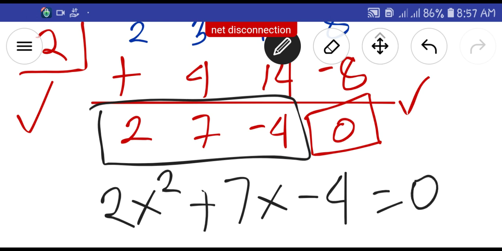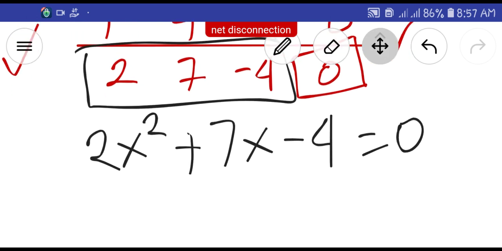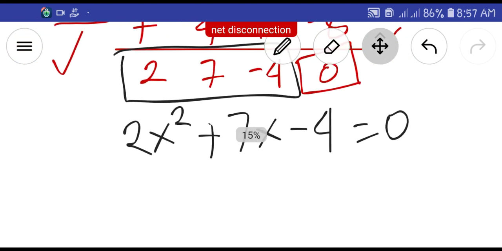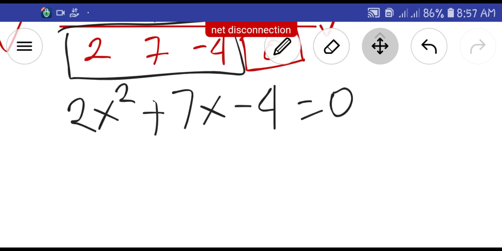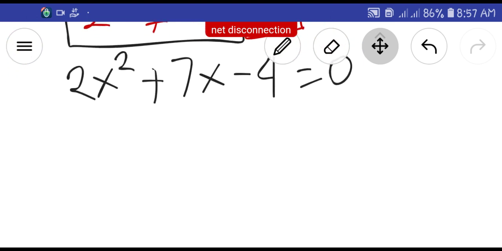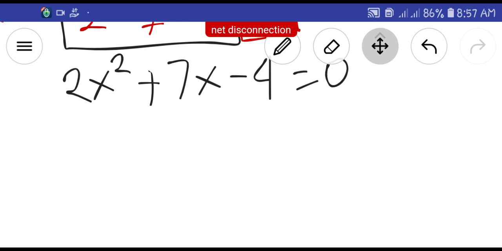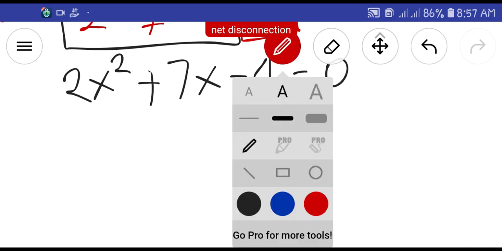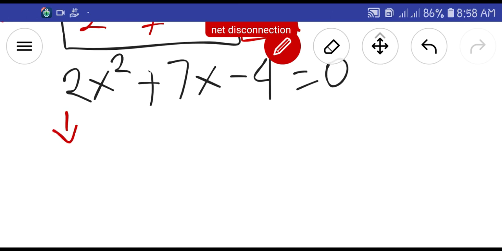So in this case, it will be very easy for us to factor this thing because it is now in the form of quadratic. And to factor this one, let's proceed and factor this 2x squared plus 7x minus 4. Since we are given a value of a which is bigger than 1, this will be the value of a, this will be the value of b, and this will be the value of c.